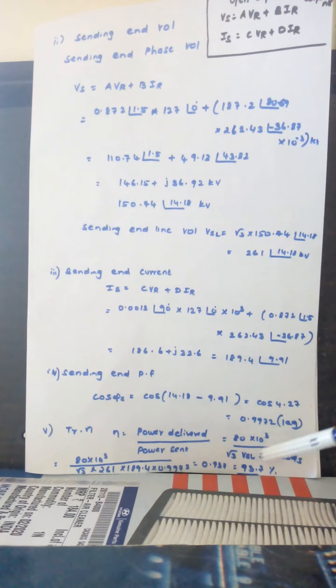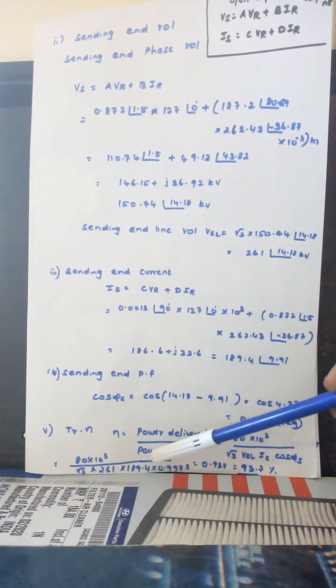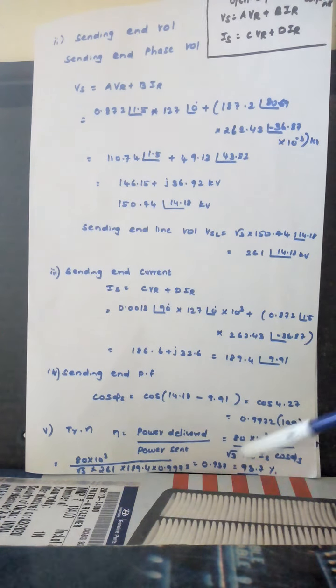So we are converting into phase here. Otherwise directly we can use the phase voltage also. So here Vs and Is is 189.4 into cos phi s, it is 0.9972. So we are getting it as 93.7%.